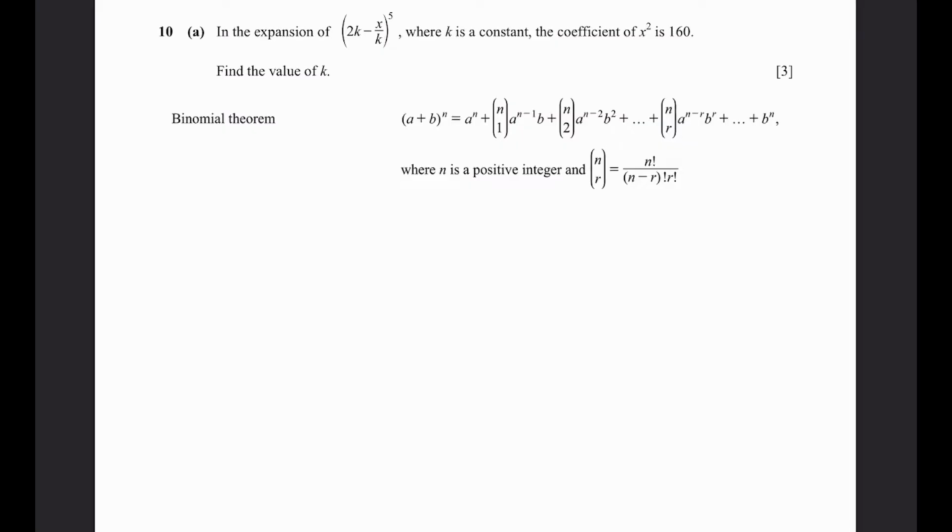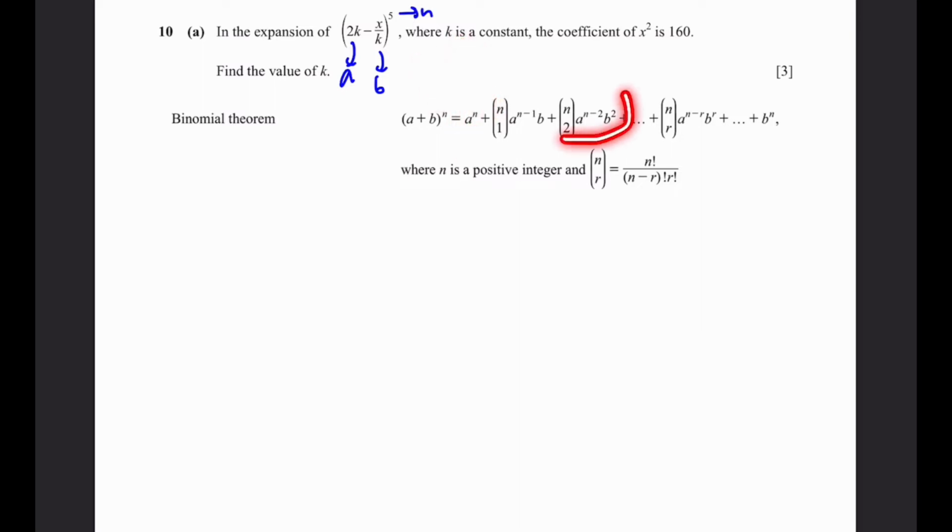So we can see over here that a is equal to 2k, b is equal to minus x by k, and n is equal to 5. Let's just write that. A is 2k, this is b, and this is n. Now the coefficient of the x squared term is 160, and the x squared term is where b squared occurs, because that will become x squared by k squared.